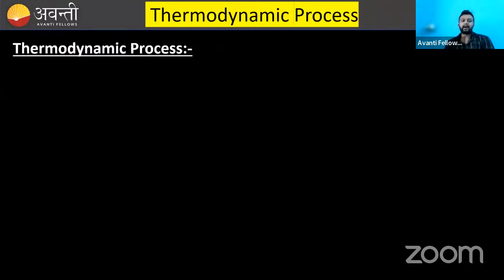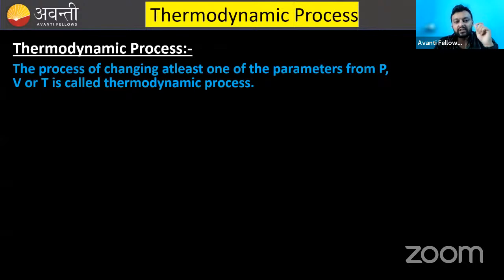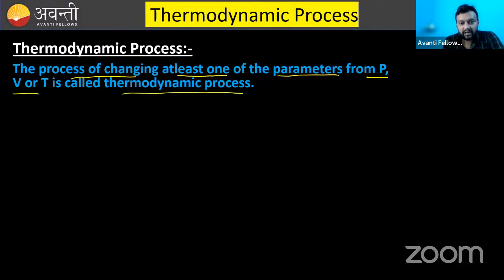Thermodynamic process. Now, this is again a simple term that we have described previously. So just don't worry, try to be calm, because the next topic is going to be very important. What is a thermodynamic process? It is changing at least one of the variables of pressure, volume, and temperature. The process of changing at least one of these parameters is called a thermodynamic process.